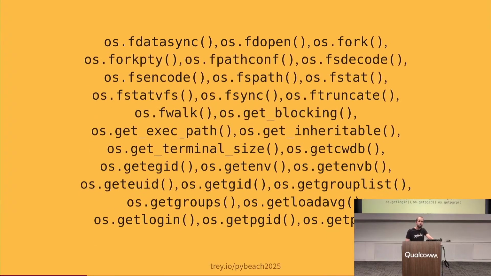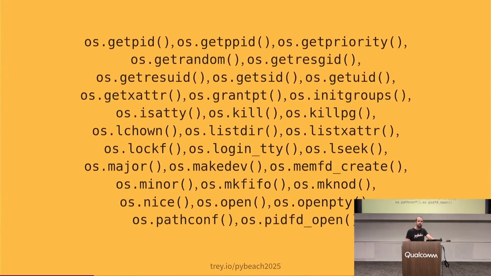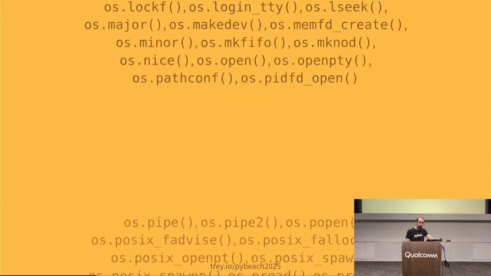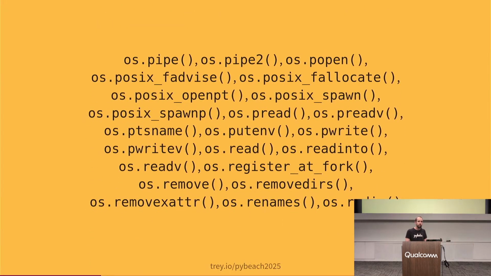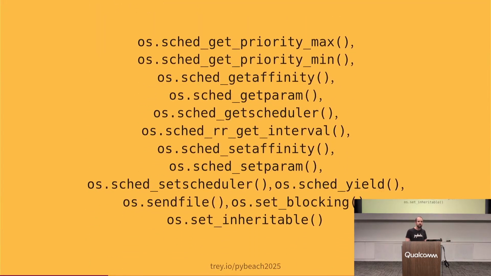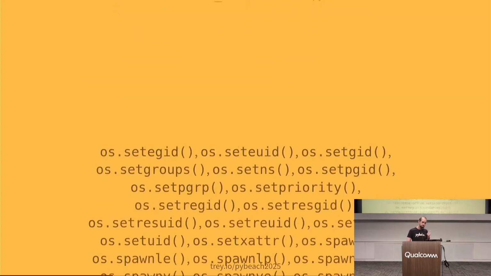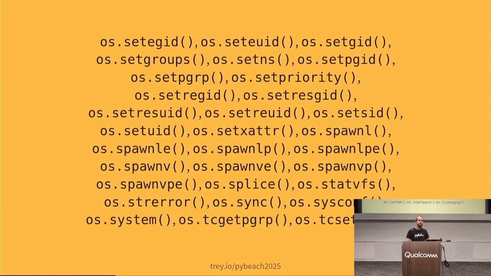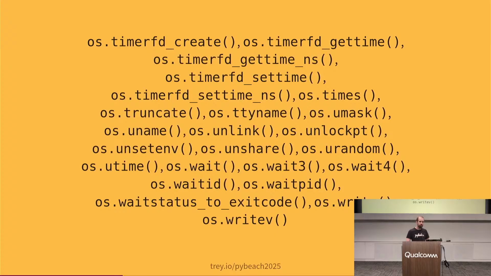And this. And this. Also this. And this. Also this. Plus this. That's everything in the os module. Well, that's all the functions in the os module. There's also dozens of constants that I'm not going to show you.